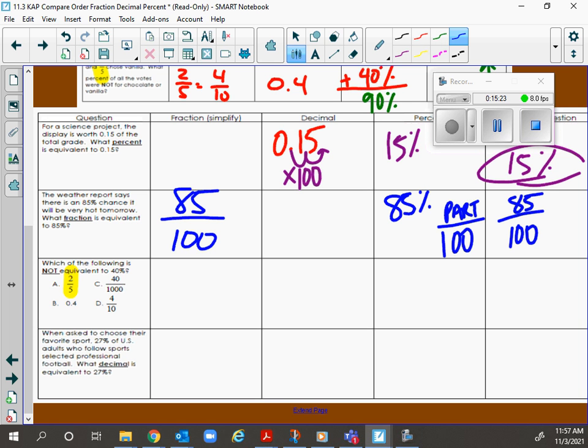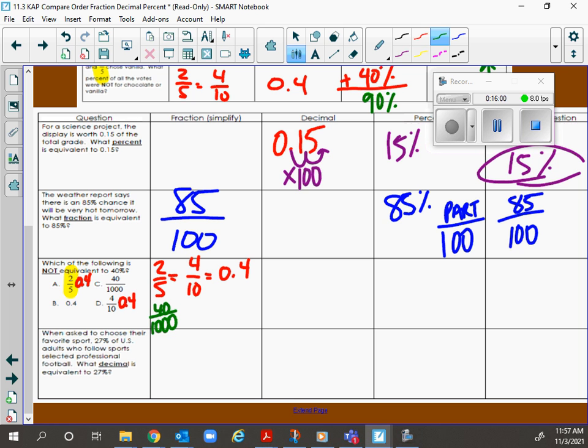It says, which of the following is not equivalent to 40%? So guys, this is actually very easy to take care of. If we just change all of these to decimals, it's very clear to see immediately what to do. Okay, so this 2/5 is the same as 4 over 10, which is 0.4. B is already at 0.4. Okay, D is 4 over 10, which we've already established is 0.4. And now the last real thing that's a question mark here is 40 over 1,000.